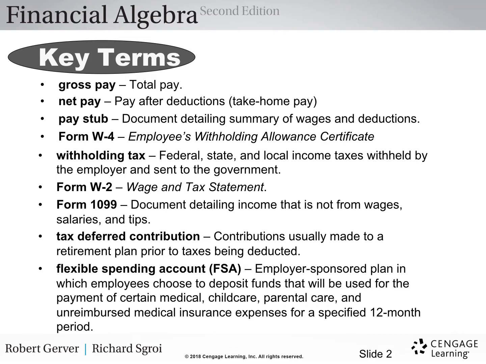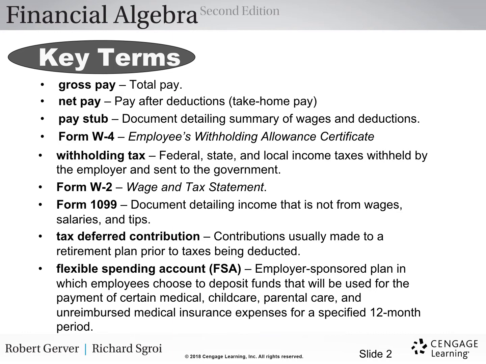We have a Form W-4, which is the employee's withholding allowance certificate. It's where he calculates how much of a withholding allowance he's allowed to have. There's withholding tax. This is federal, state, and local income taxes withheld by the employer and sent to the government. So from each check, the employer withholds a certain amount of money for taxes and sends it to the appropriate government authority. There's a Form W-2, which is simply a wage and tax statement for the year.